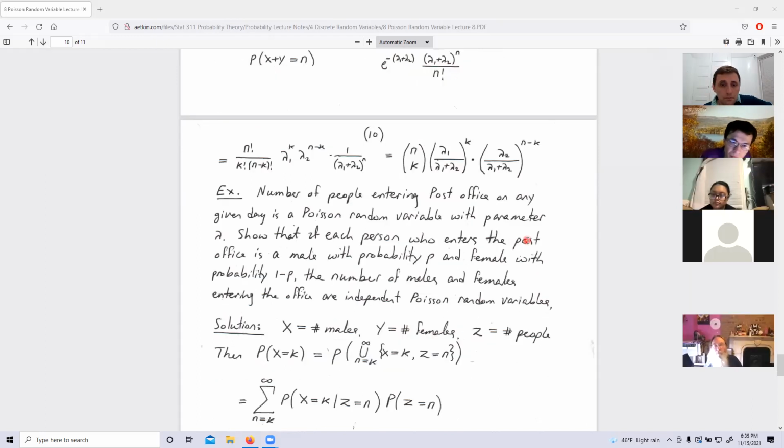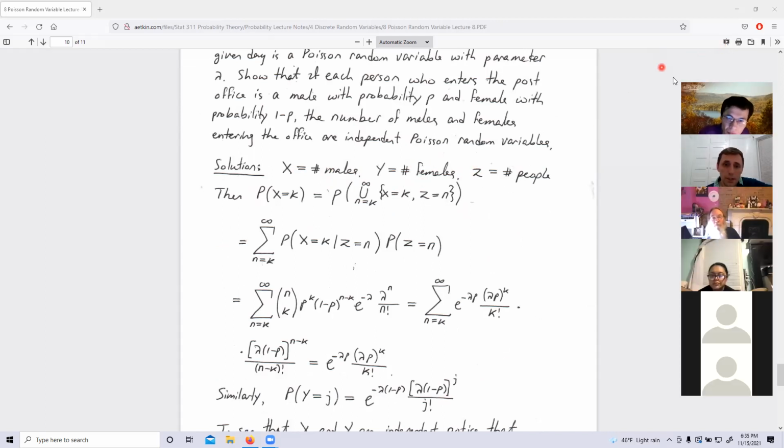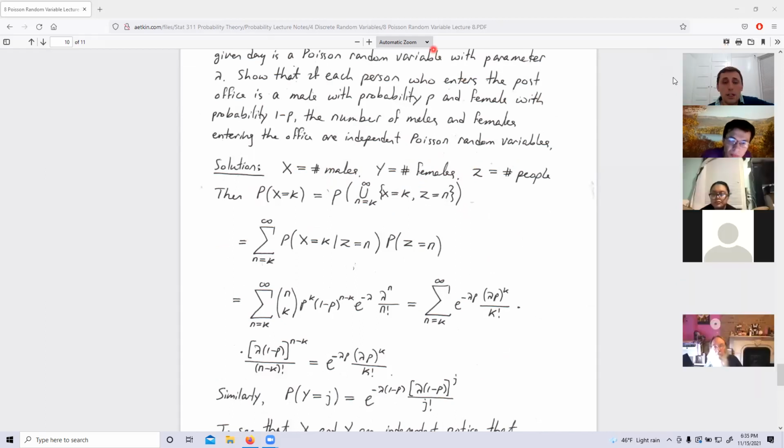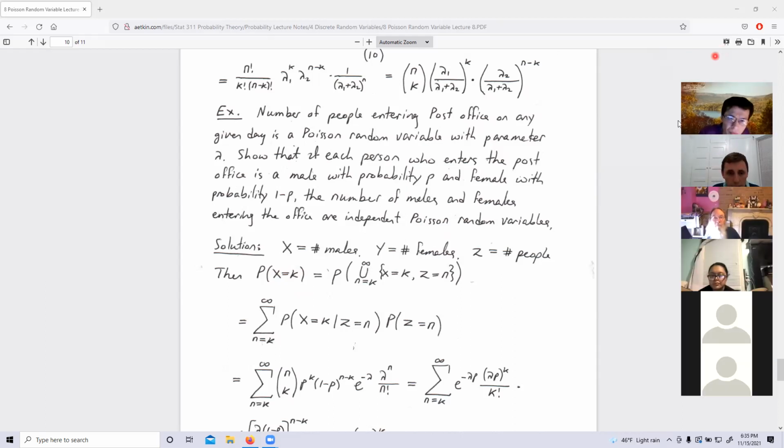So what happens? X is the number of males in the post office, Y the number of females, and Z is the total number of people in the post office, right? So I want to understand the distribution: what's the probability that X is equal to k? That's how I decide to calculate it. What's the probability that k men enter the post office? That's the question, yes?